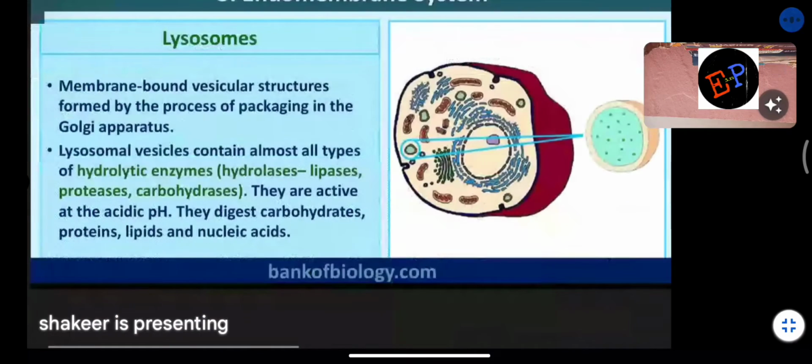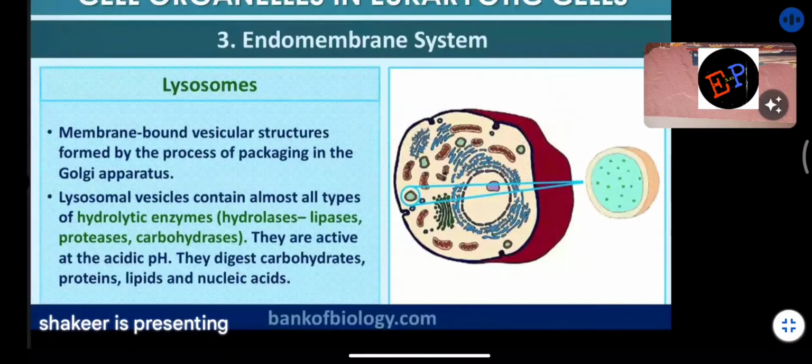Okay, lysosomes. The structure of lysosome is seen here. This is the small lysosome floating in the cytoplasm. They are membrane-bound vesicular structures formed by the process of packaging in the Golgi apparatus. Lysosomal vesicles contain almost all types of hydrolytic enzymes like hydrolases, lipases, proteases, and carbohydrases. They are active at the acidic pH. They digest carbohydrates, proteins, lipids, and nucleic acids.